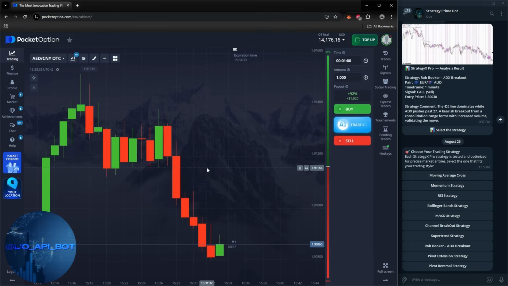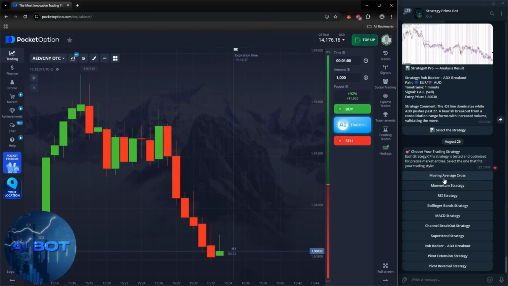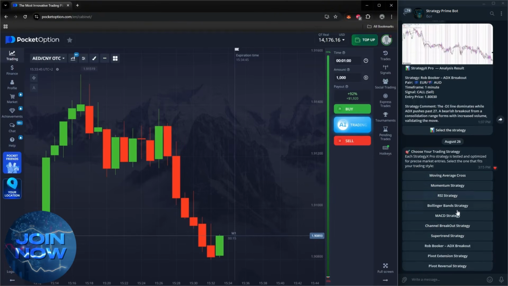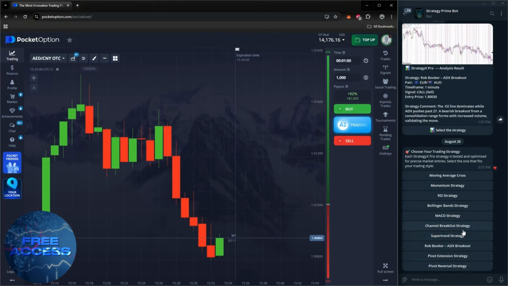All right, so here we have a trading robot. All we need to do, first step, is to select a strategy. There are 10 strategies, like I said, and I advise if you're a complete beginner, start with something like moving average cross, maybe momentum strategy, RSI, Bollinger Bands, MACD. The lower part of the strategies are more complex strategies, so you want to actually start a bit easier.